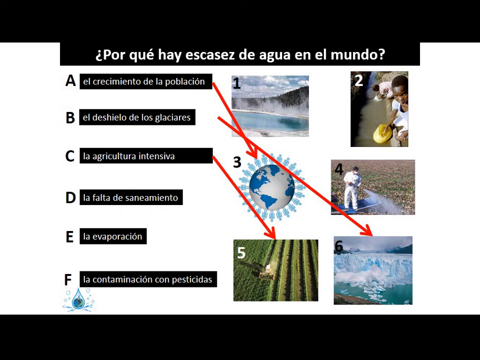Agricultura intensiva, well, just mass agriculture, uses more water. Falta de saneamiento, a lack of health, a lack of cleanliness then. Evaporación, simply evaporation. And pesticidas. If you don't know what a pesticide is, it's something that you put on your crops to help them grow, but they're contaminated. It's leading to contamination of water. Again, these are things that you might be able to use as an example in your conversation booklet answers.